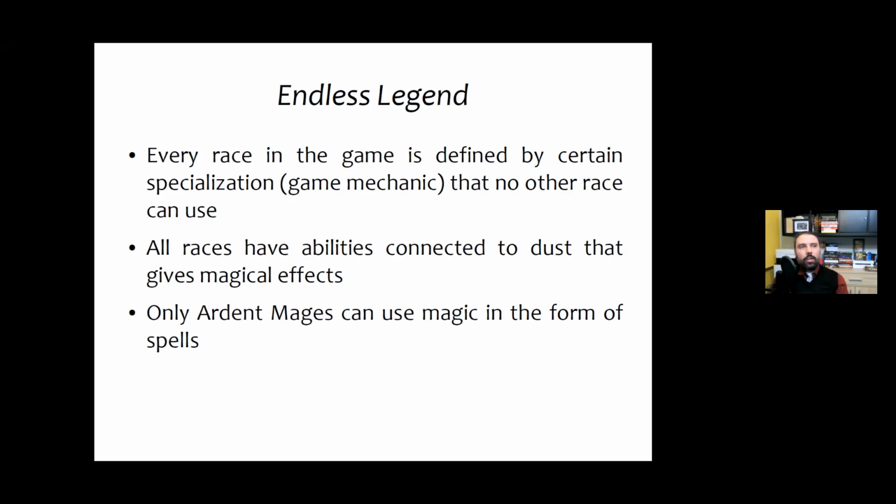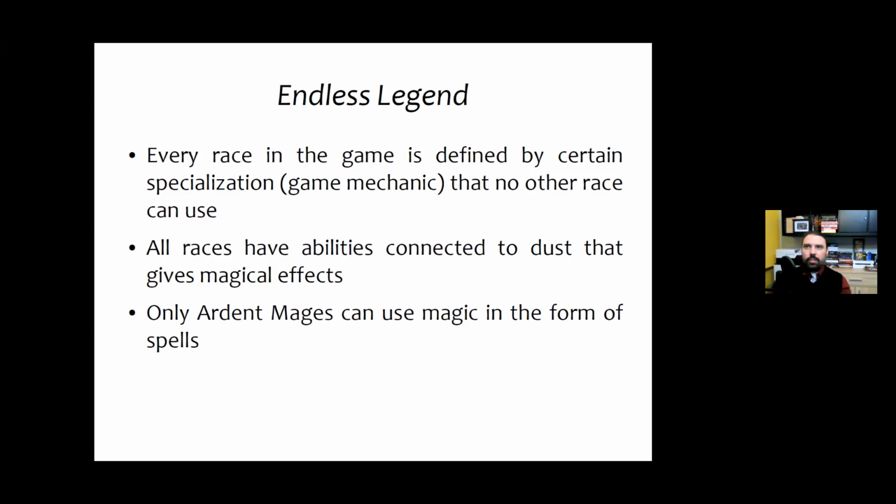Also, in this game, we have a resource called dust, and the dust has magical properties, and every race has some kind of mechanic or ability connected to this dust, and it can give magic-like effects. Mostly, one race can use dust to buy an increase to production, for example, for a few turns. So they are like magical effects that will help the race in some way, but they are not actual, what we would call, magic or magical spells.